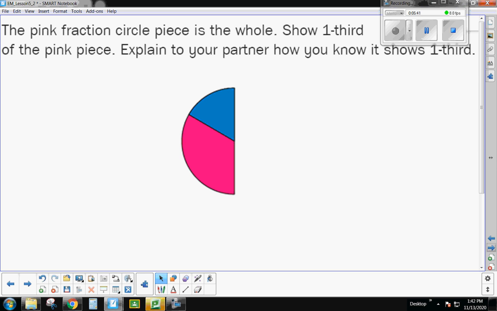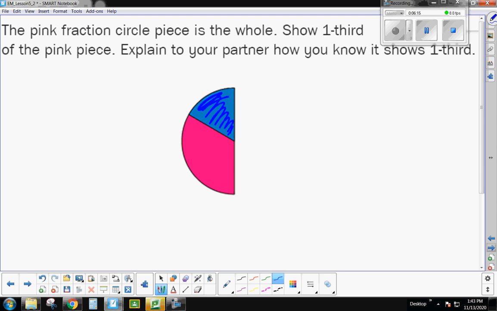Now, if you were in class, I would have you with your little fraction circles, and you would cover that pink piece with that blue piece there to cover 1/3 of that. But I'm not going to have you do that right now. I just want you to look at the board, and I want you to explain to someone, or just talk to yourself if you're doing this at home, and explain how you know that it shows 1/3. Maybe pause the video and give yourself time to think. Why does this show 1/3?